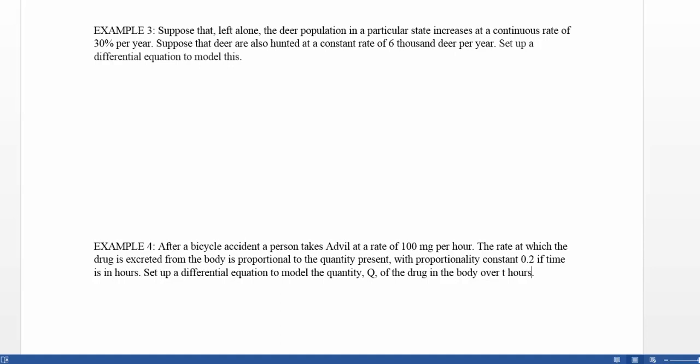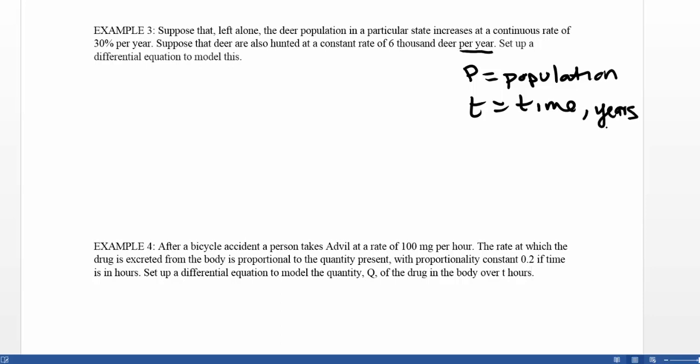So again, in this scenario, we don't have any variables assigned, so we want to use variables that make sense. I'm going to use P for population. You might have chosen D for deer population. That would be fine. And T is time. And time here is defined, okay? So time is going to be per year, so time is in years. Another thing that we know here is our K. So K is 30% per year, which means that we can let K be 0.30 because we know exactly how much it's changing.